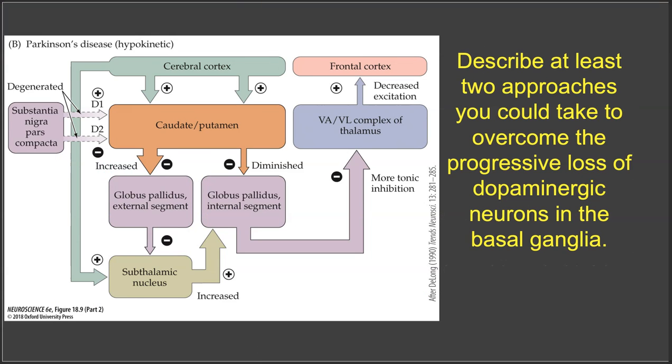Maybe try and think of a couple of ways. Remember that the bottom line here is that we're seeing decreased excitation of the frontal cortex in Parkinson's disease. So we're trying to increase that excitation in order to overcome a lot of the deficits that are seen in someone with Parkinson's. One way in which you might be able to do this is to replace the dopamine. And so in this case, you would need to provide dopamine to these individuals.